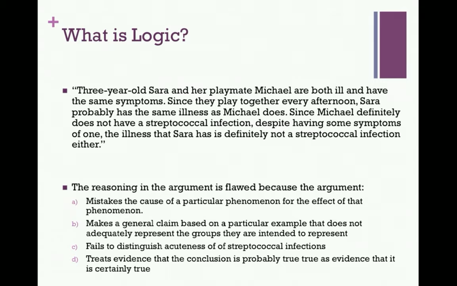If you said that D is the correct answer, then you were absolutely right. This argument rests on a flaw. And if you look up here at the second sentence, since they play together every afternoon, Sarah probably has the same illness as Michael does. And then in the very last sentence, it concludes that Sarah definitely does not have the same illness that Michael does. Notice how it slides from talking about probably to definitely down here. And that is the mistake it makes.